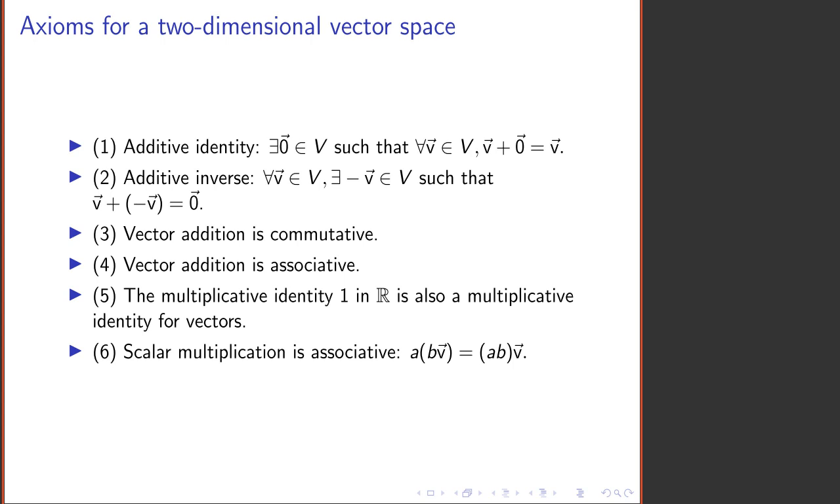The fourth axiom is that vector addition is associative. The fifth axiom, the one of these that you might overlook if you were trying to write out the axioms from scratch, is that the multiplicative identity in the real numbers is also a multiplicative identity for vectors. That is, if you multiply any vector by 1, you get back the same vector that you started with.